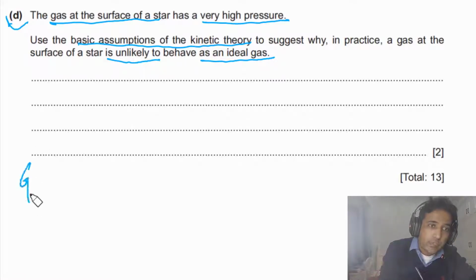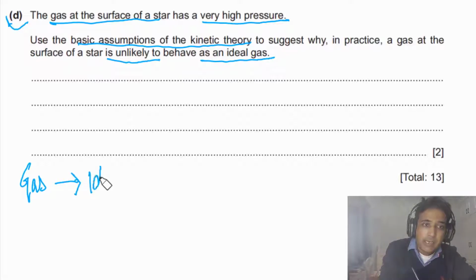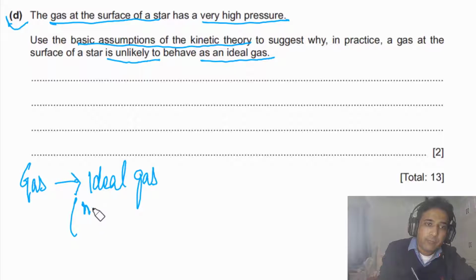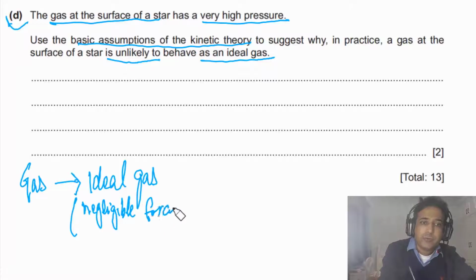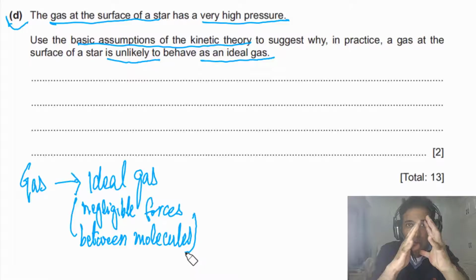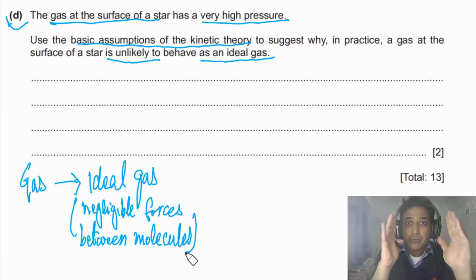So we can write down, a gas can behave as an ideal gas if there are negligible forces between molecules. This is the condition for an ideal gas. Now if pressure is greater, it means molecules will be very close to each other, so there will be forces between molecules. So gas will not behave as an ideal gas at high pressure.